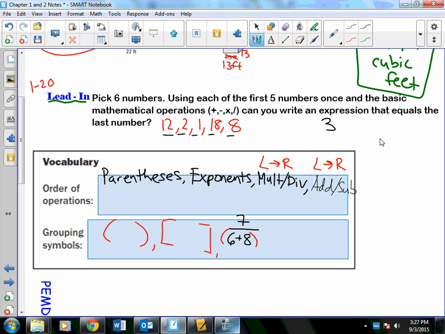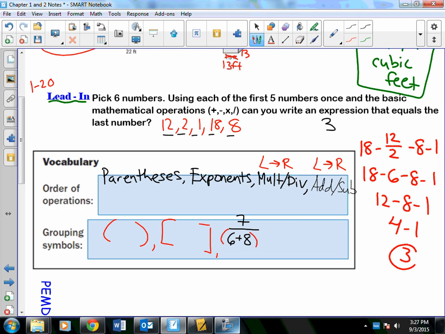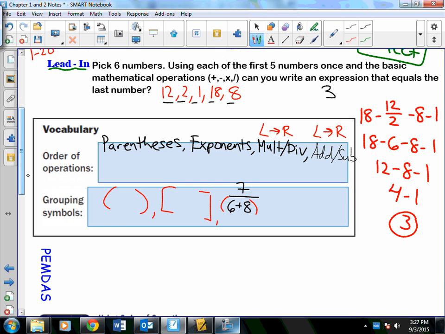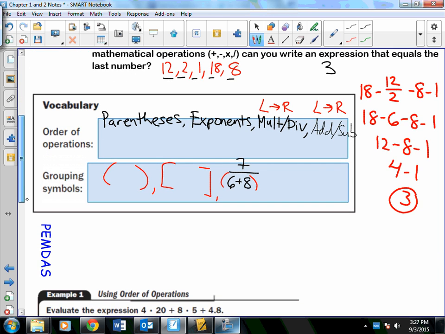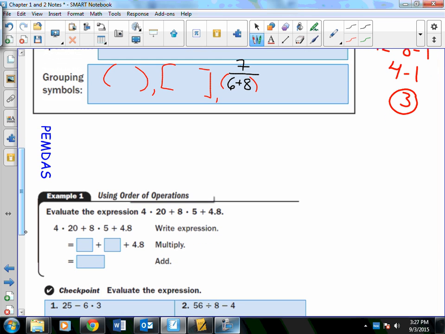So on attempt 2, I'm going to try this guy. 18 minus 12 divided by 2 minus 8 minus 1. I think I used each of them once and only once. And here we go. 18 minus 6 minus 8 minus 1. 18 minus 6 is 12, minus 8 minus 1. 12 minus 8 is 4, minus 1. There, finally got 3. Awesome, cool. It's a game I like to play, and actually it turns out whenever you pick 6 random numbers between 1 and 20, there's like a 99.9% chance you can get at least one solution.